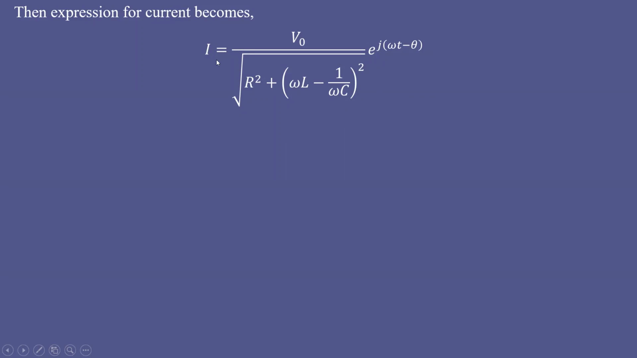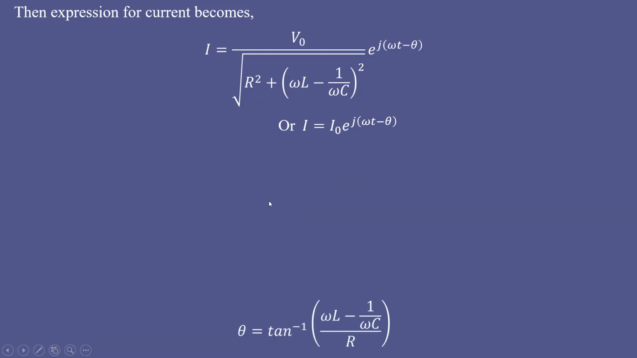Okay. So there is a definite phase difference. So what is this term called? Or I can write this I as I naught into e to the power j into omega t minus theta. What is I naught? This term is called I naught.